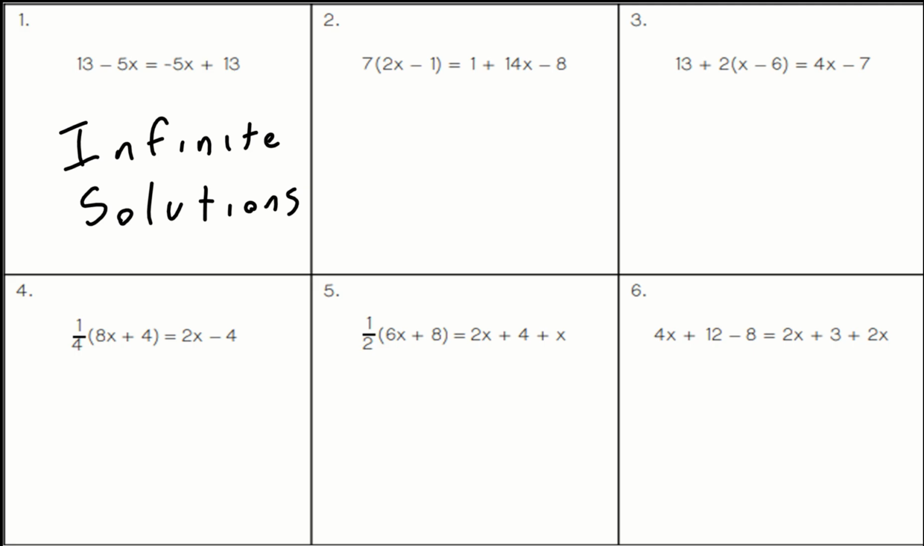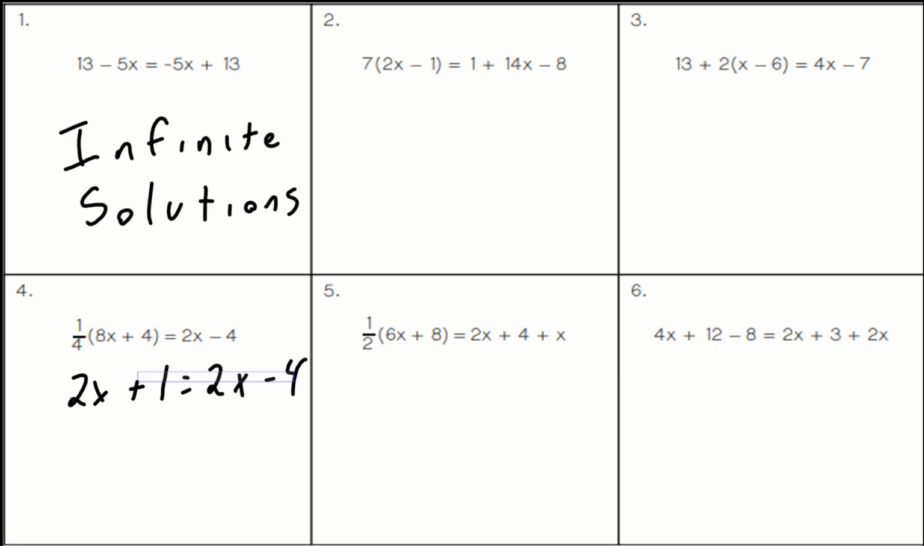Y'all, I didn't have to work out anything, did I? I looked at the coefficients first. If the coefficients were different, then I got to go ahead and solve it. Okay? I'll do number 4 then, so we got one of the fraction ones. I got something to distribute, so I got to distribute first. When I distribute, I multiply by the numerator, divide by the denominator. So 8x times 1/4 becomes 2x. 1/4 times 4 becomes 1. And we got 2x minus 4 on the right side.